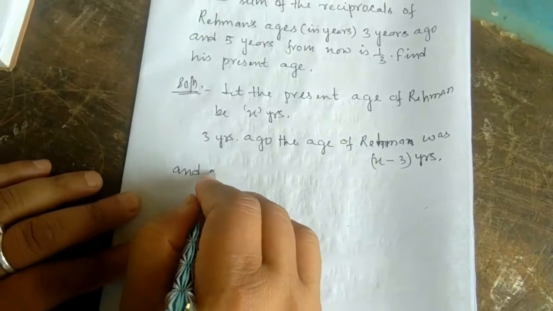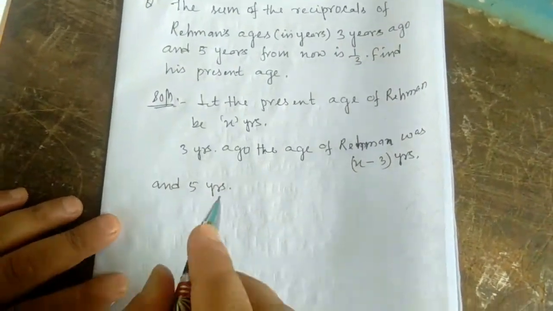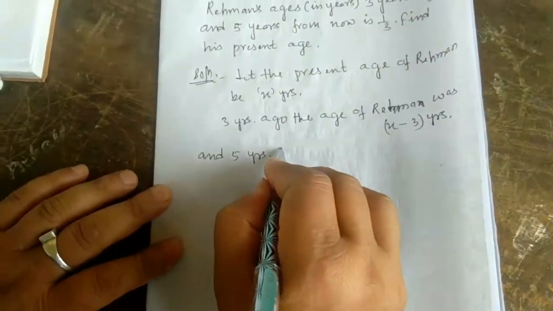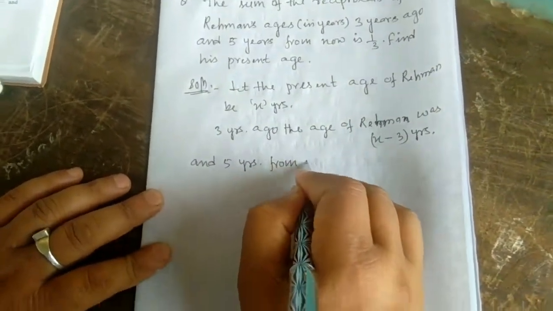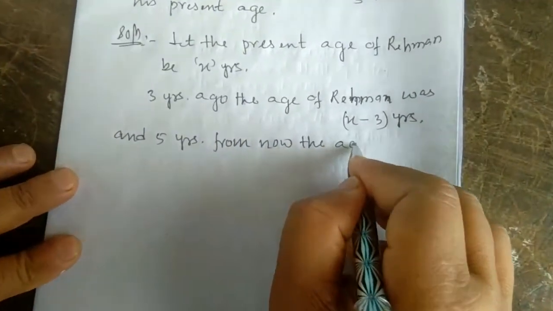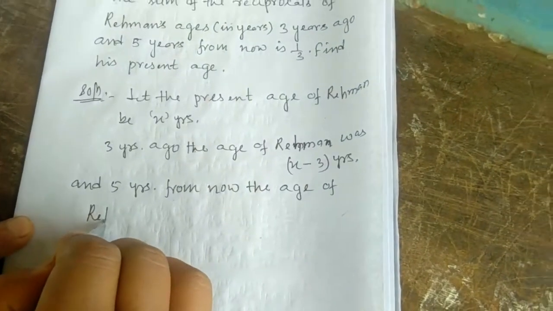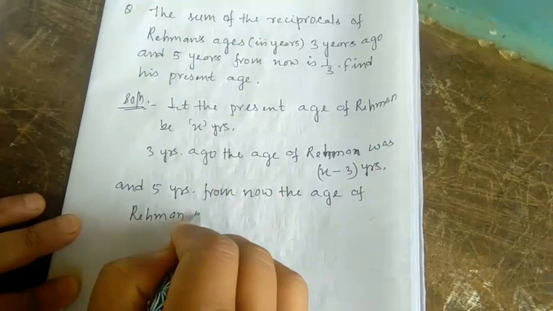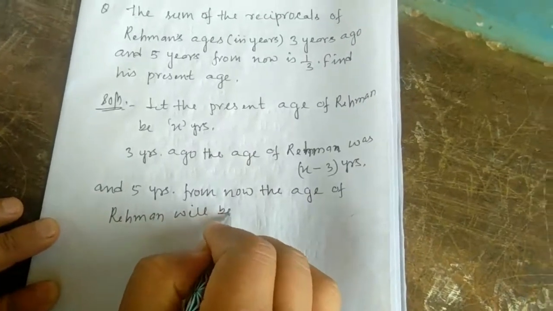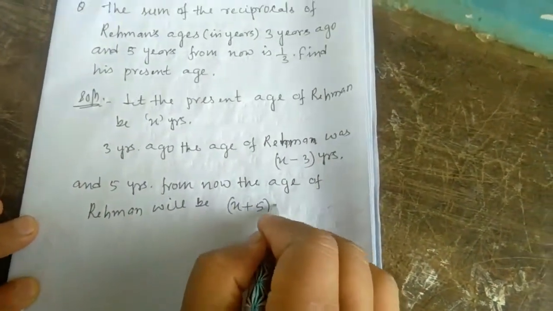Then it is given 5 years from now. 5 years from now means after 5 years. 5 years from now, the age of Rahman will be x plus 5. You have to add 5. Okay.